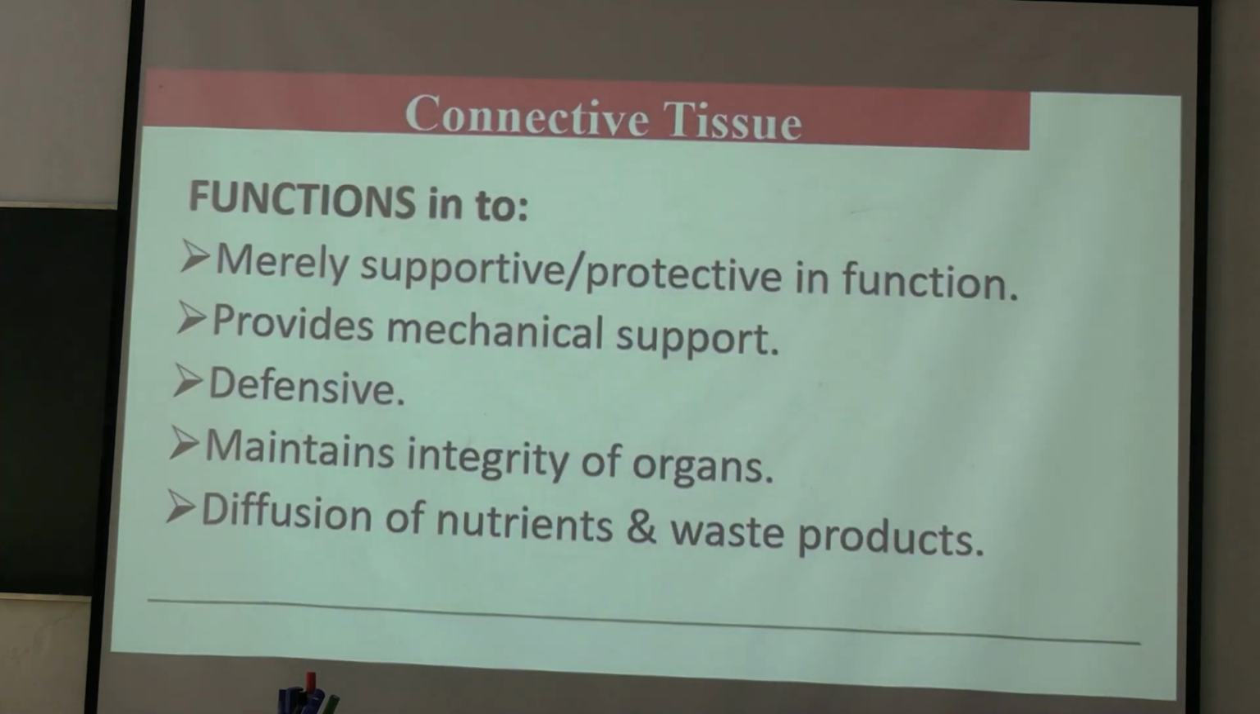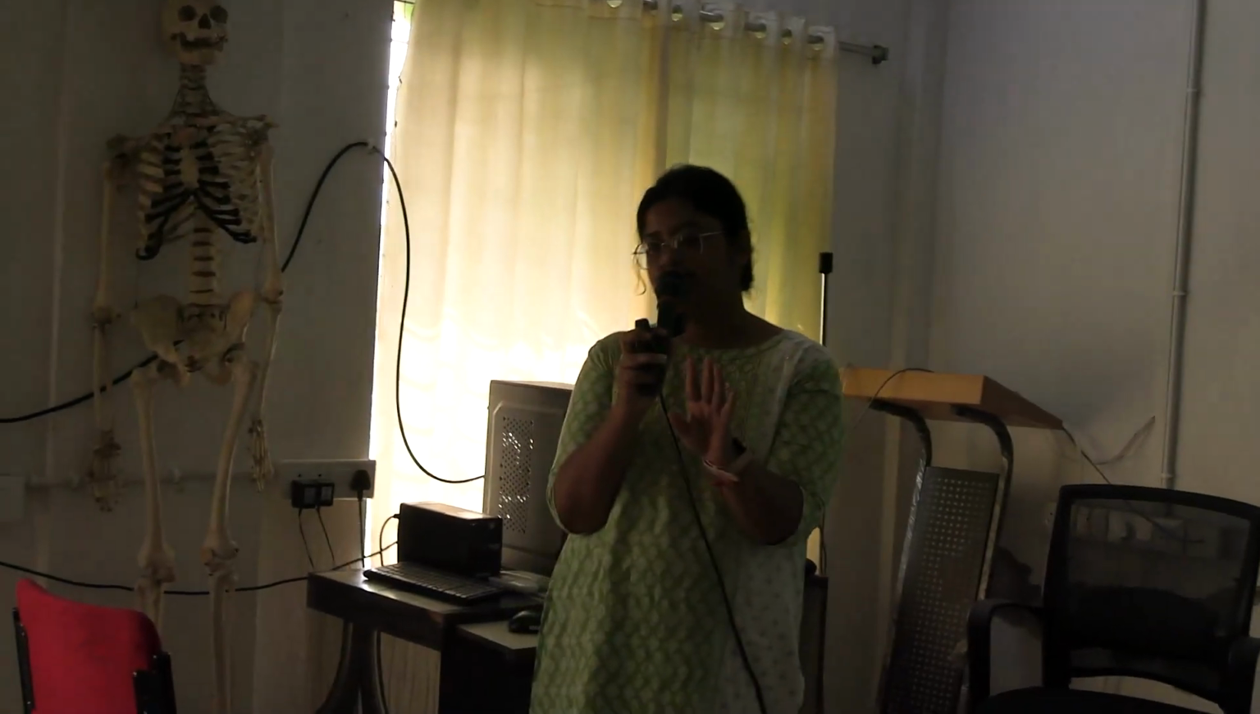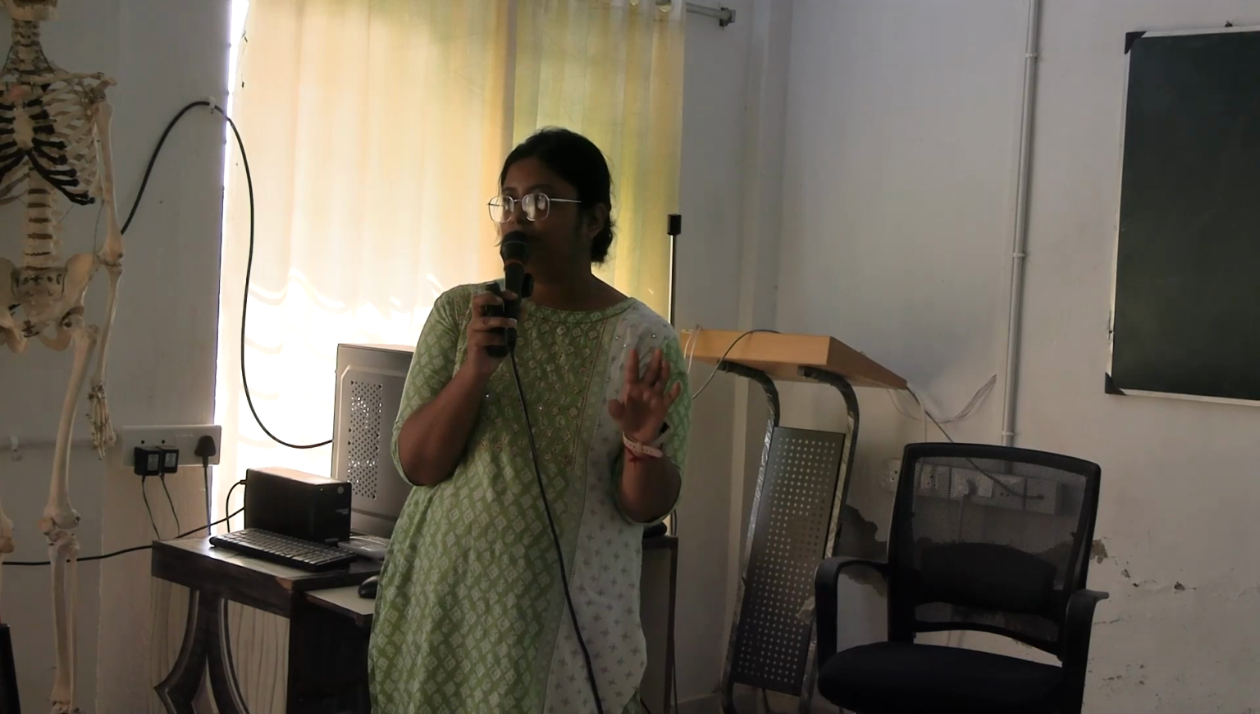Okay, that's all. So you have to see those 5 slides. Loose areolar connective tissue, we have stroma of the ovary, mucoid tissue, umbilical cord, okay, dense regular connective tissue, tendon, dense irregular connective tissue in dermis, okay, all these you have to see.